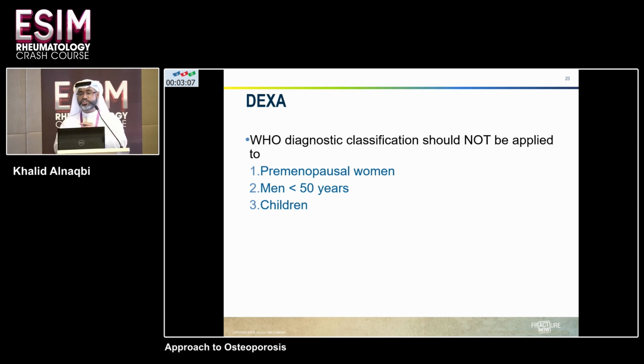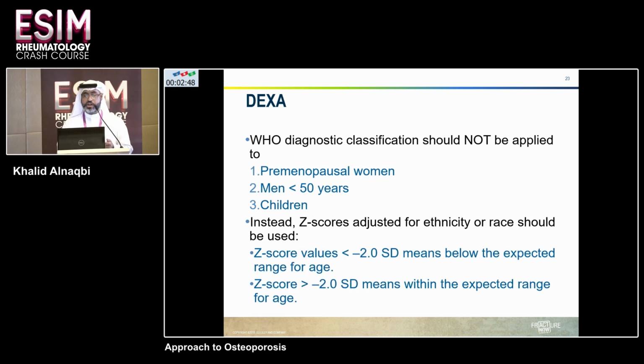WHO diagnostic classification should not be applied to premenopausal women, men less than 50 years, and children. This is a common rookie mistake, actually made by physicians and sometimes orthopedics who know nothing about the WHO classification. Do not use T-score for premenopausal women, men less than 50, and children. Instead, use Z-score adjusted for ethnicity or race. Z-score values less than -2.0 SD mean below the expected range for age, and Z-score more than -2.0 SD means within the expected range for age. Please take a picture of this slide, I don't mind.